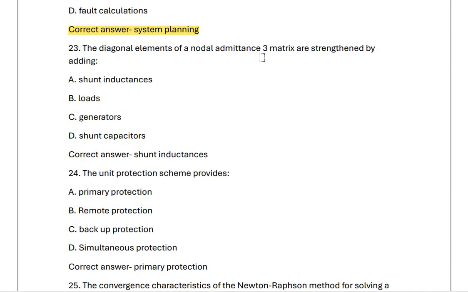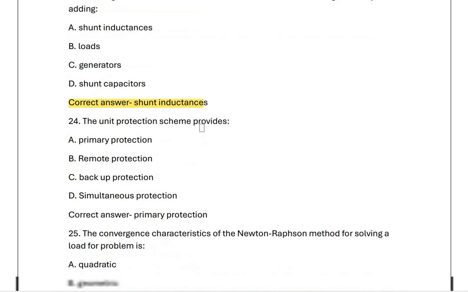23. The diagonal elements of a nodal admittance matrix are strengthened by adding A. Shunt inductances, B. Loads, C. Generators, D. Shunt capacitors. Correct answer: shunt inductances.